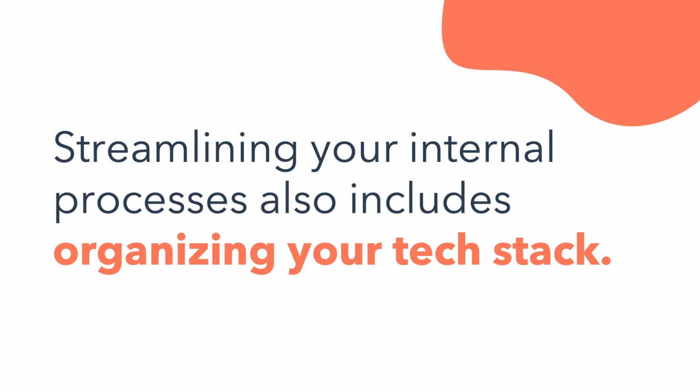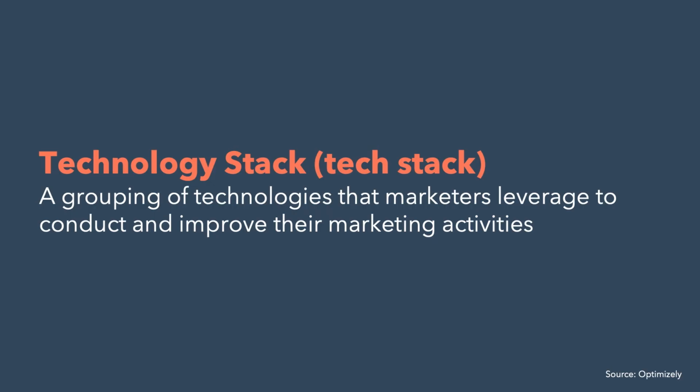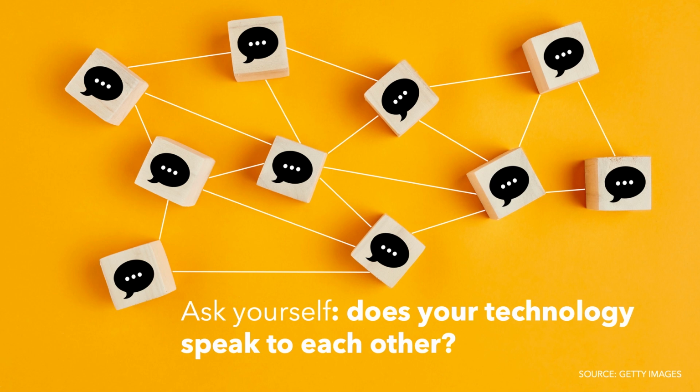Streamlining your internal processes for marketing automation and AI also includes organizing your technology stack, or tech stack. Optimizely defines a tech stack as a grouping of technologies that marketers leverage to conduct and improve their marketing activities. Your tech stack is the full scope of all the different software and tools you use as an inbound marketer. When it comes to organizing your tech stack, ask yourself, does your technology speak to each other? Are all the tools you're using pulling information from the same database? Does all your software integrate with one another, or are you having to create workarounds in order to use the tools together?